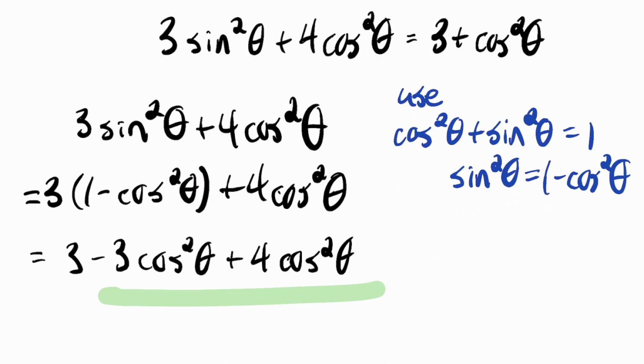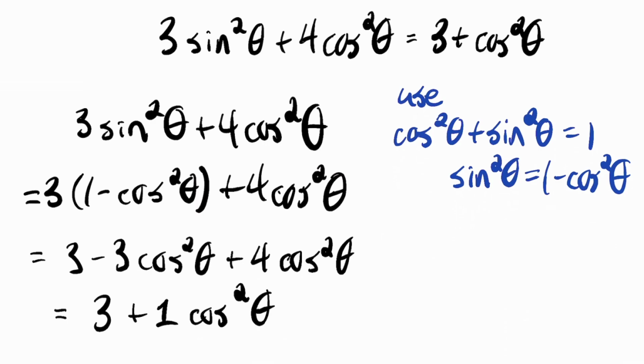I have some negative cosine squares and I have some positive cosine squares, so I can combine like terms, and I'll get 1 cosine squared, which is of course negative 3 plus positive 4. So I get 3 plus 1 times cosine squared theta. Hey, that's what I wanted. That's the result I was going for. That demonstrates the identity is always true regardless of the number that you pick for theta.